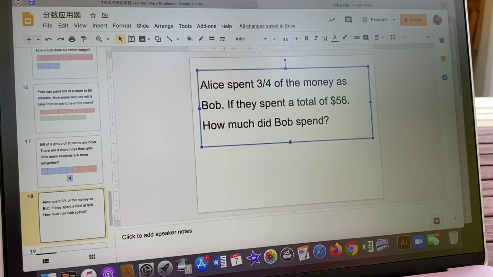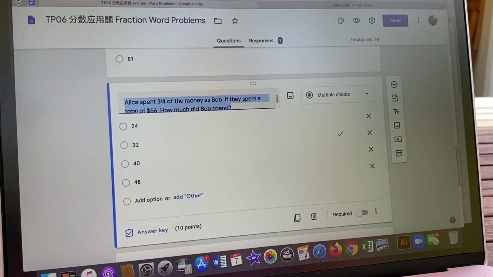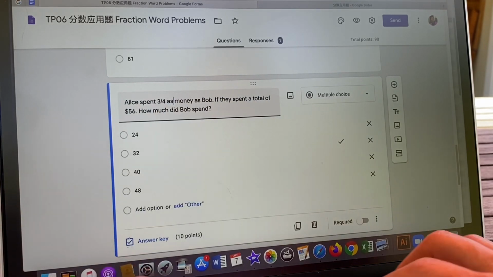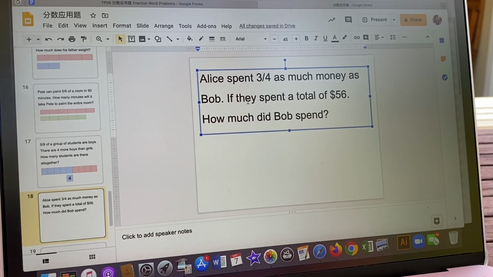This one, Alice spent 3/4 of the money spent as Bob. If they spend a total of 56, how much did Bob spend? Let me change. 3/4 as much money as Bob. If they spend a total of 56, how much did Bob spend?